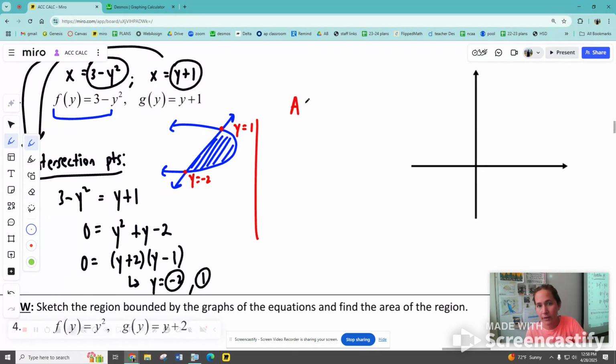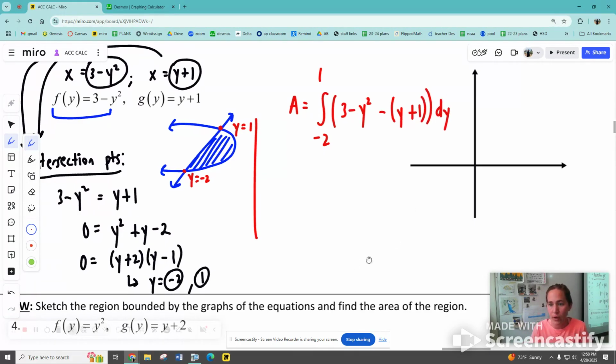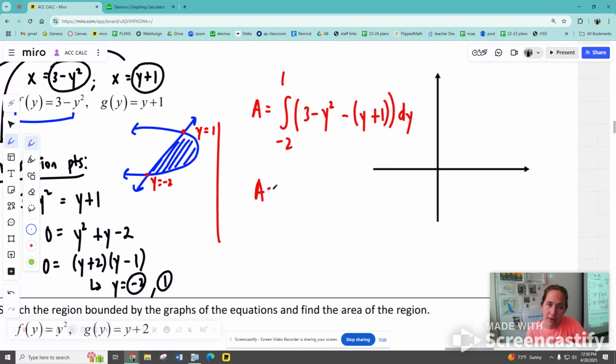We want area to equal an integral. Pick the two y values, so it goes from negative 2 to 1. We want the right side of this to be the 3 minus y squared, it looks like from the picture. And the left side, subtracting in parentheses, y plus 1, integrated with respect to y. We'll simplify. So take your time with this. Feel free to pause the video. This is the integral from negative 2 to 1.